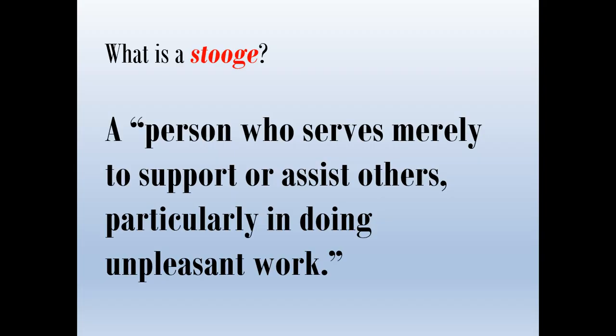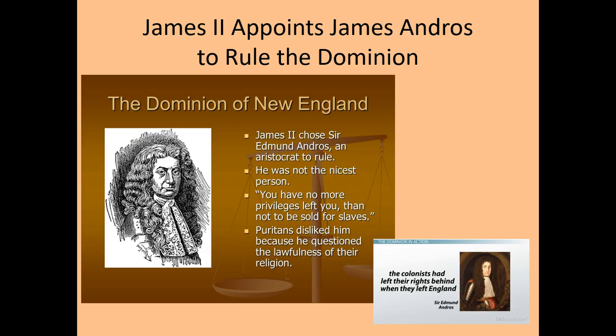A stooge is a person who serves merely to support or assist others, particularly in doing unpleasant work. So a stooge is someone that a person of a higher standing would send to do his dirty work. So James II sends Andros to do his dirty work, okay, and gain control of the colonists and oppress them and tax them and do all you can to abuse them, okay?